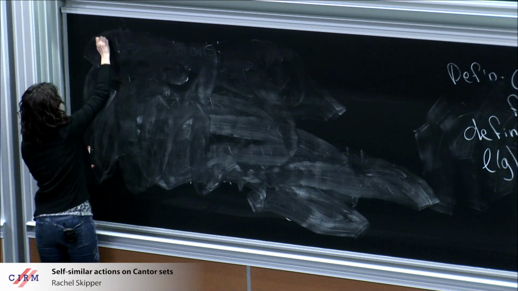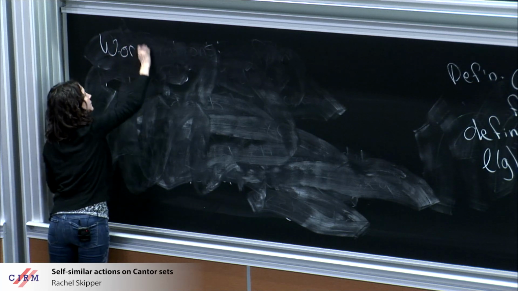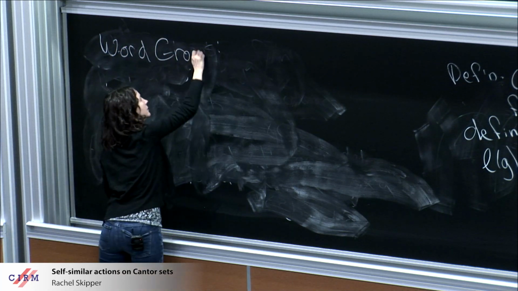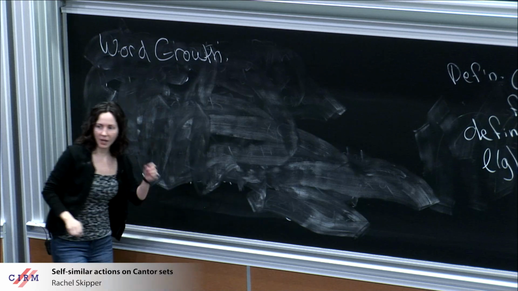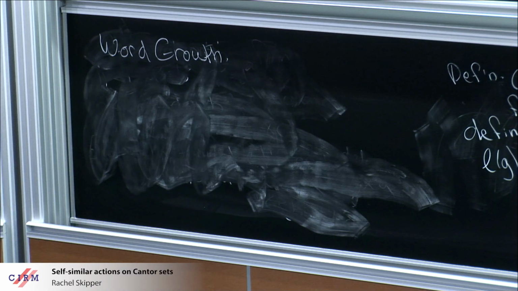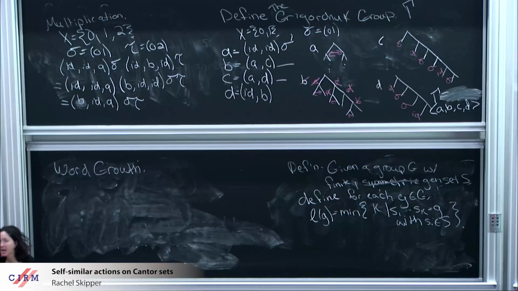All right, word growth. This is probably the thing that the Grigorchuk group is most known for, the fact that it gave the first group of intermediate word growth. And even still today, we'll talk at the end about some recent results still coming out in this area, but they're almost always using the Grigorchuk group as the starting point, even these 40 years later.